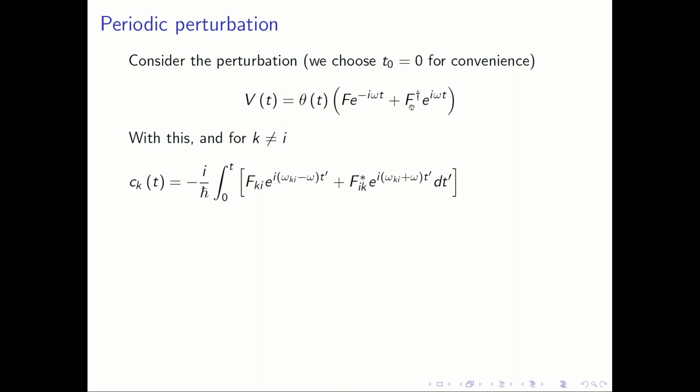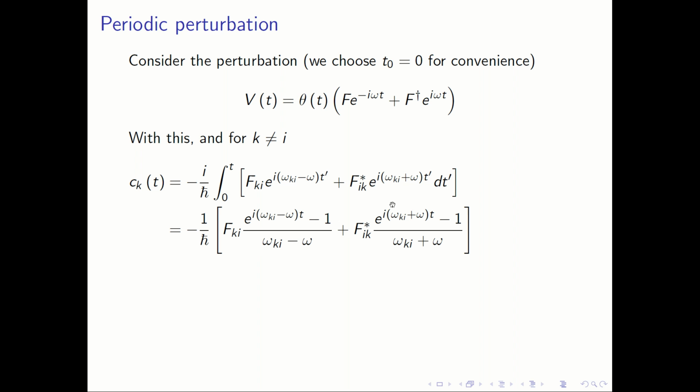Just to remind you, this is f dagger's ki-th element, which is the conjugate of the ik-th element of f. e to the i omega_ki t prime, as always, is there in both factors, into e to the i omega t prime. So this is what you have. And this integral is trivial to do. Why? Because f_ki and f star_ik may be very complicated matrix elements of some operator, but they are time independent, so they can just be taken out of the integral. And then this integral is absolutely trivial to work out.